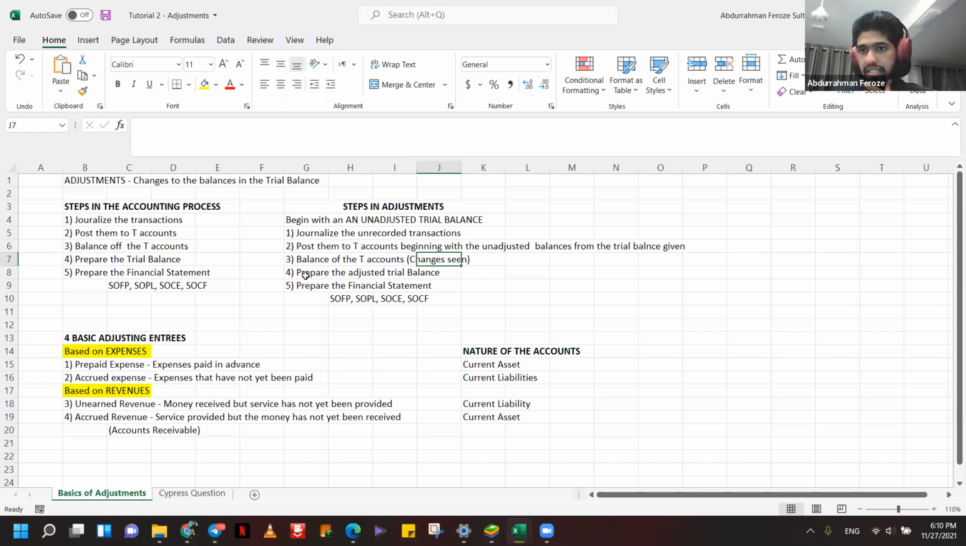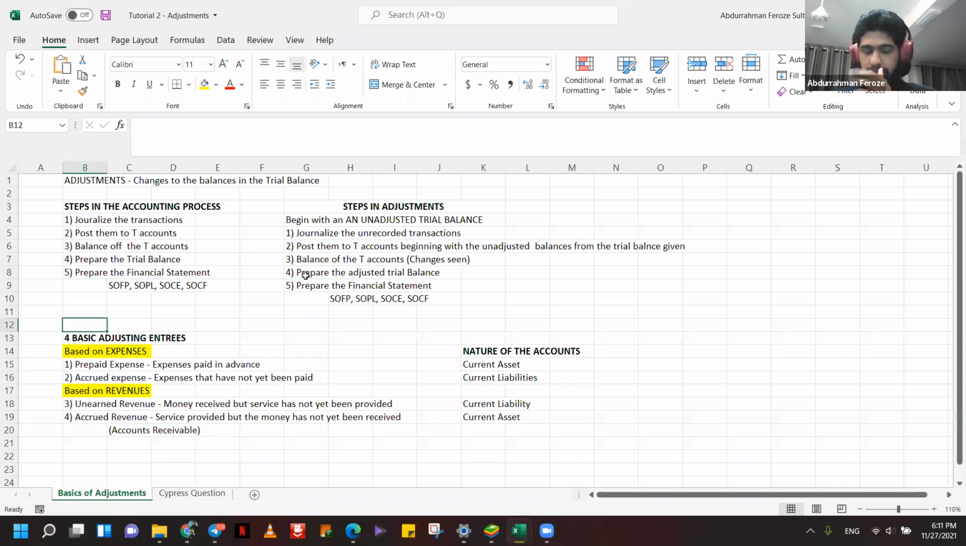So once you know the changes that are required, you adjust the trial balance, and then finally you prepare the financial statement, right? So this is all theoretical. Inshallah, we'll go through a question and I'll show you how it's done, inshallah. All right. Okay, and then at the bottom here we have the 4 basic adjusting entries.